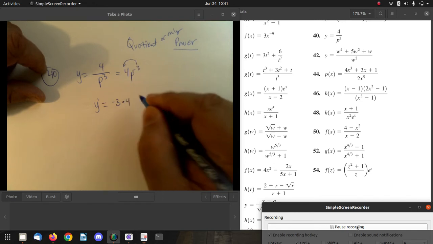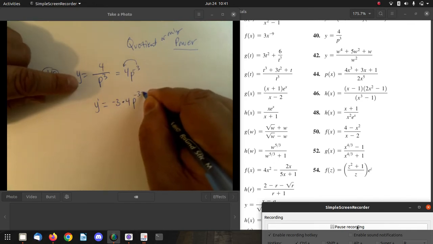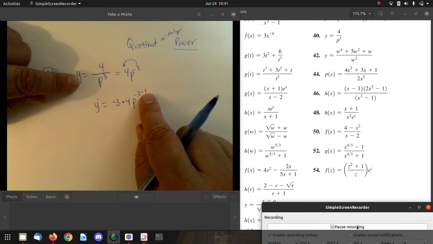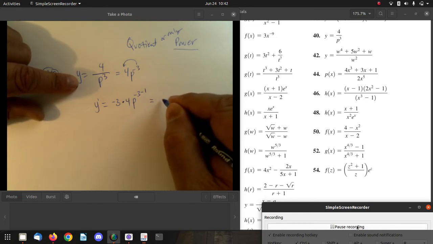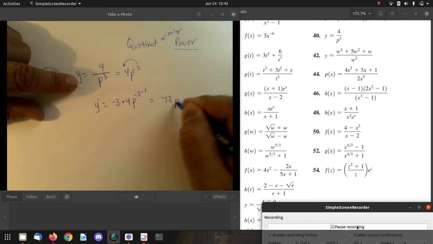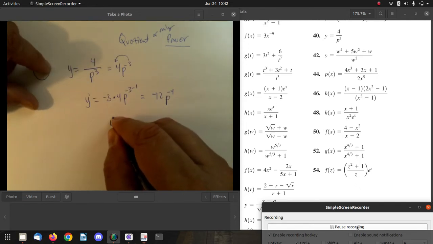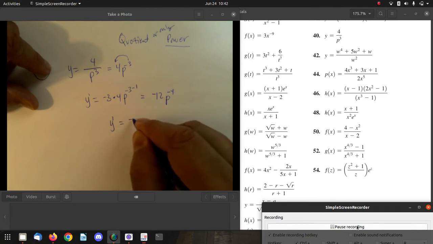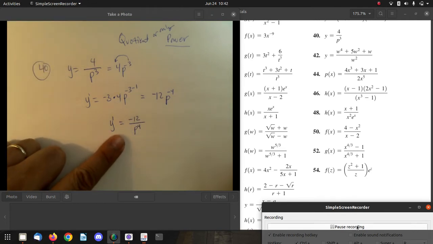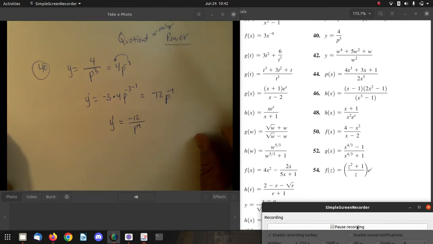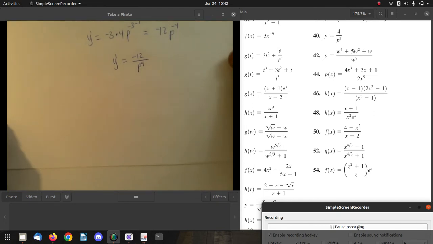Then we subtract 1 from the power, and we get negative 12 p to the negative 4. And then write it like a normal person in standard notation, and we're going to get negative 12 over p to the fourth. Okay, so we know what we should get if we do the quotient rule, which we're going to do next.